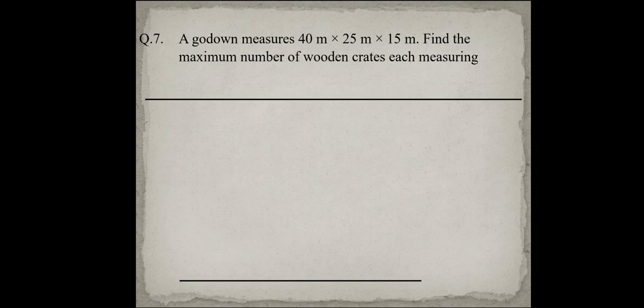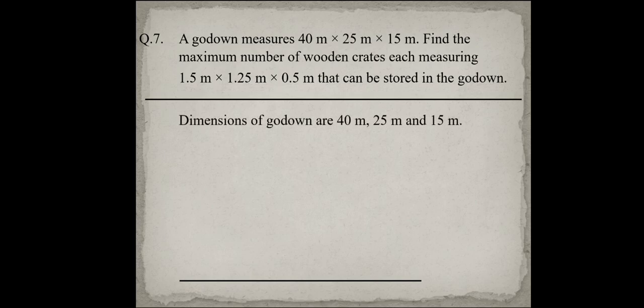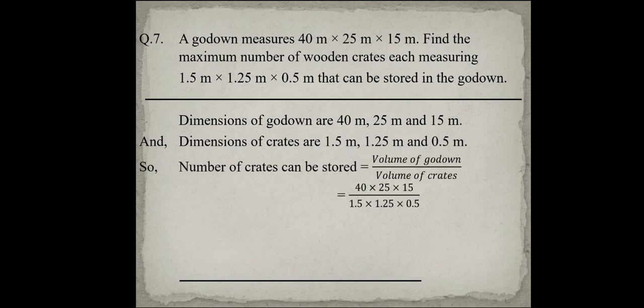Now in the next question, question number 7. A godown measures 40 meter by 25 meter by 15 meter. Find the maximum number of wooden crates, each measuring 1.5 meter into 1.25 meter into 0.5 meter, that can be stored in the godown. So very simple. Find out the volume of the godown and find out the volume of the crates. So volume of godown divided by the volume of crates.